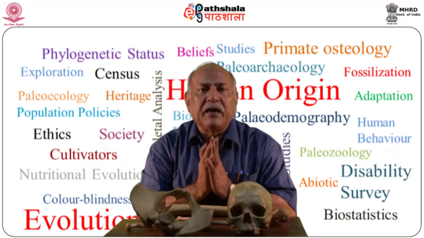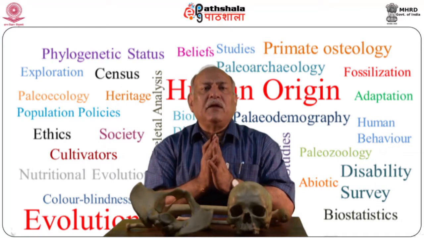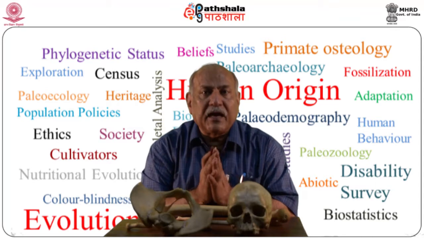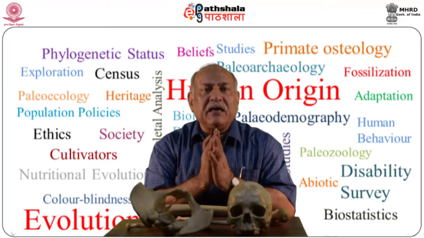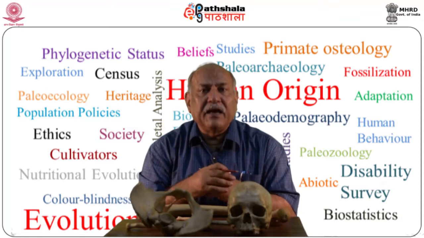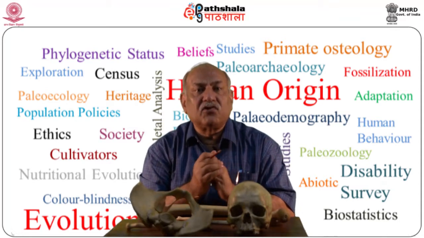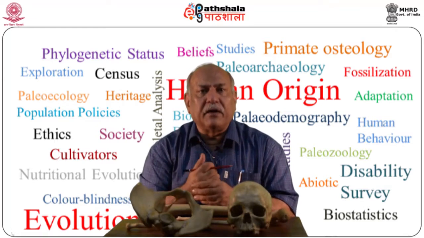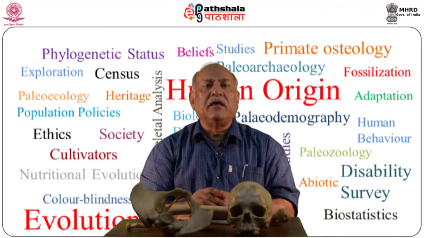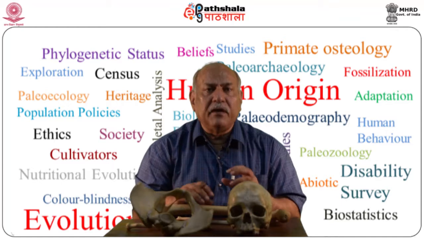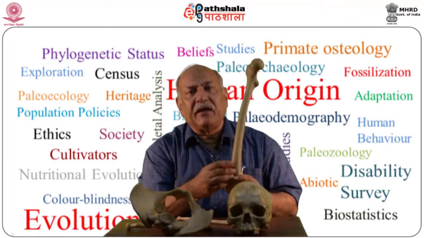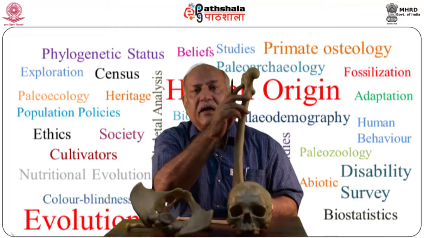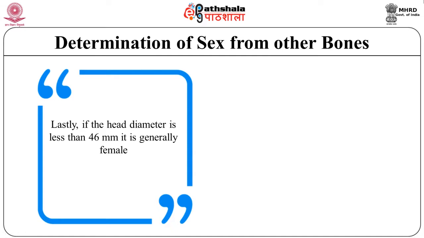The scapula in males will generally have a deep suprascapular notch. That of the female is shallower. The vertical diameter of the glenoid cavity in female is less than 36 millimeters. In males, it is greater. Of the long bones, it is the femur which is most commonly used for sex determination. The femur in male is larger and heavier than in females. The angle of neck to the shaft is greater in females. Lastly, if the head diameter is less than 46 millimeters, it is generally female.